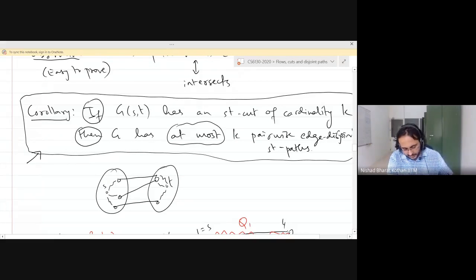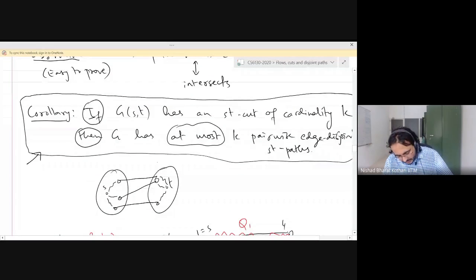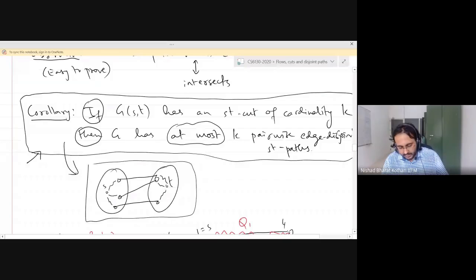This is in the drawing where, if there is an st cut of cardinality 3, then the best you can do is to have at most 3 pairwise edge disjoint st paths, right? In the case of digraphs, we are going to try to pack pairwise arc disjoint st-dipaths. So what is going to be the corresponding notion for cuts? Anyone?